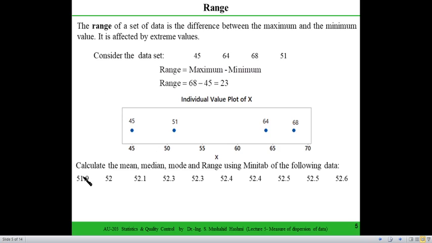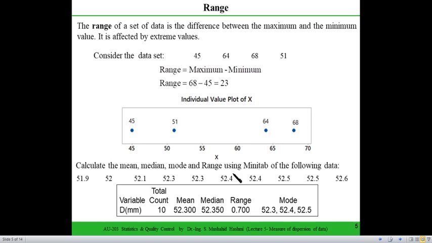Let's say we have a data set like this and we have to calculate the mean, median, mode and range. You can easily get this from descriptive statistics, and in the next lecture we will see how to do that in Minitab. The result for this data set, which is the diameter of a piston ring in millimeters with a total count of 10, shows an arithmetic mean of 52.3 and a median value of 52.35, which is actually the middle value of the data.